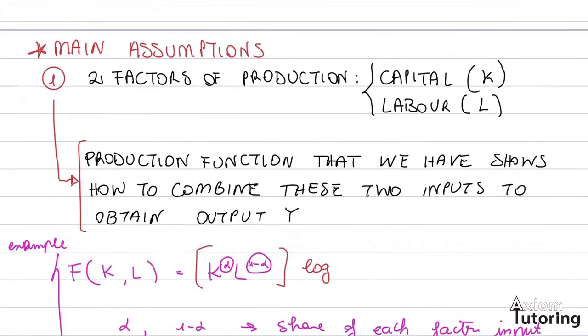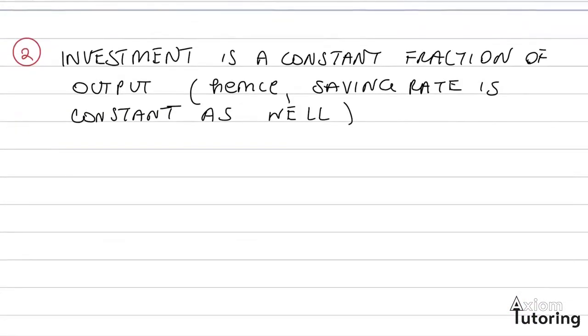So we are only having two factors of production, while our second big assumption is going to be that investment is a constant fraction of output. And this is crucial. We are saying that the saving rate is constant as well. And this is going to be an exogenous factor. So keep in mind that this exogeneity is fundamental, and we are going to explore more of it in the following video. I will see you soon in the continuation of this topic.